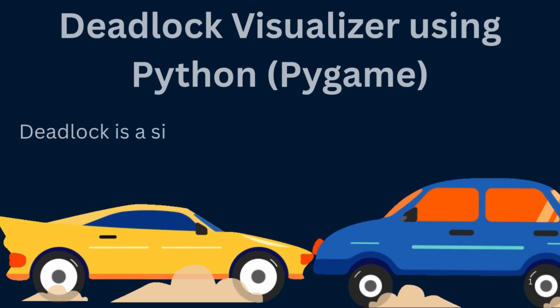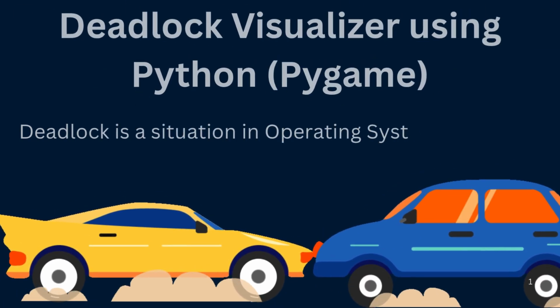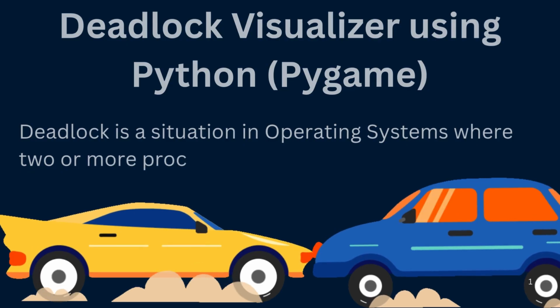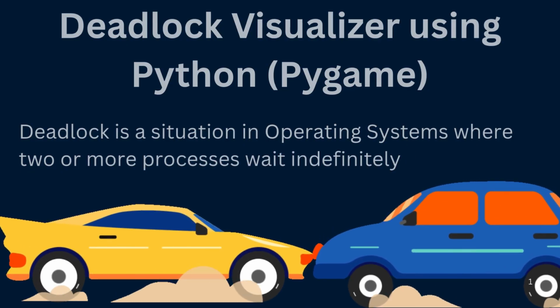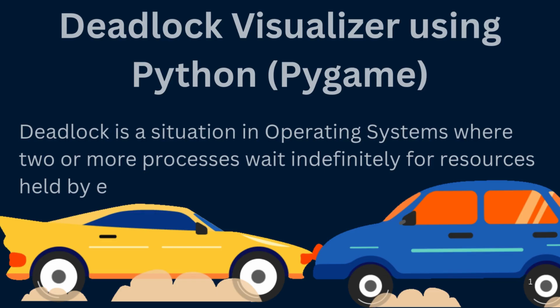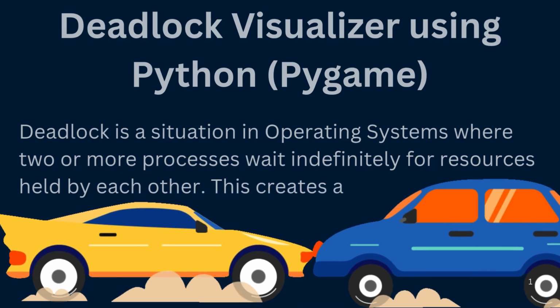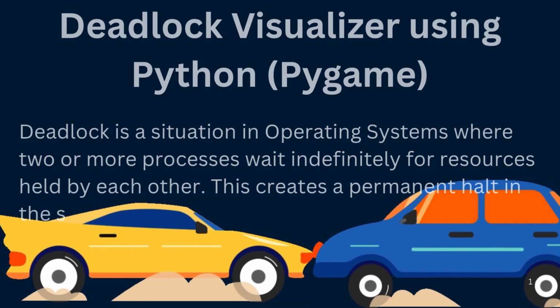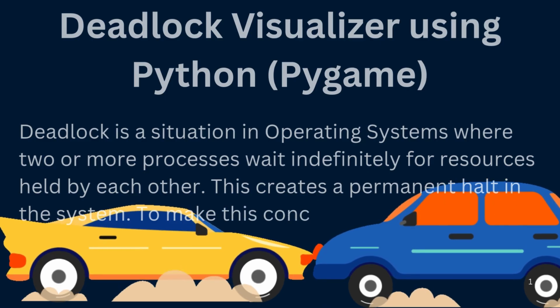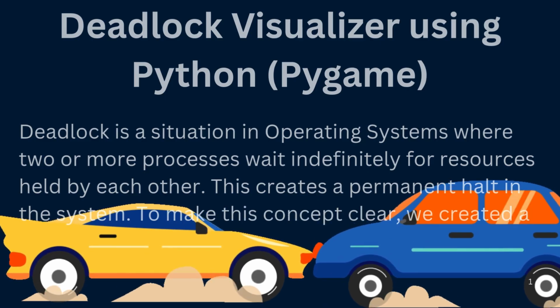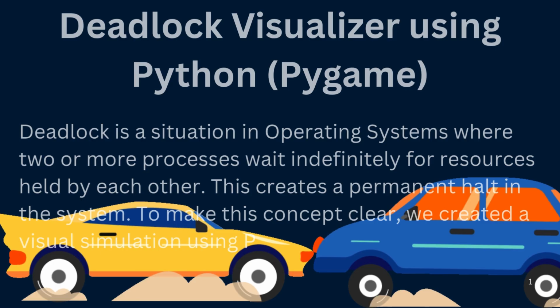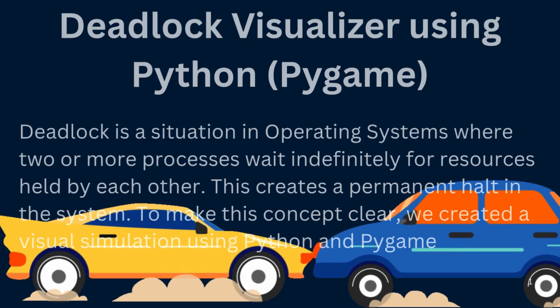Deadlock is one of the most important topics in operating systems. It occurs when two or more processes are waiting indefinitely for resources held by each other, creating a permanent block in the system. Our project, Deadlock Visualizer using Python and Pygame, helps you understand this concept visually. It shows how deadlocks happen, how they can be avoided, and how systems recover from them.